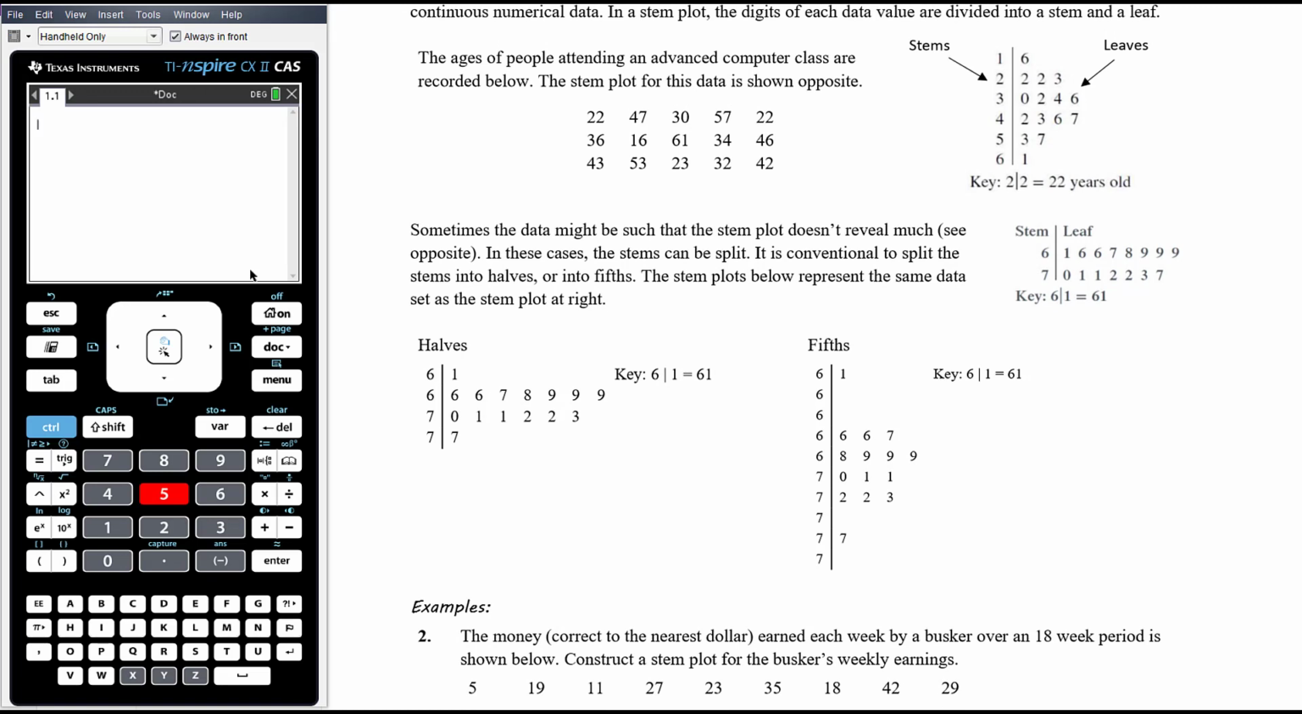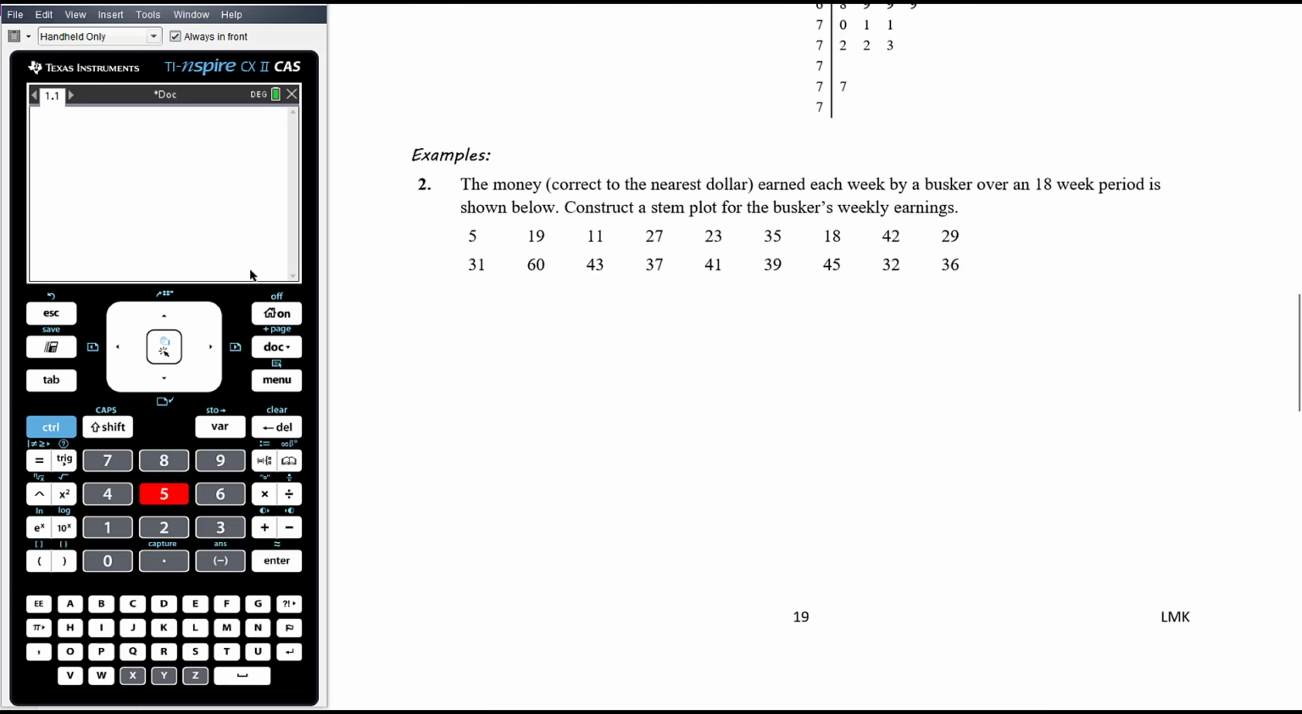But yeah, generally speaking, you won't make the decision to divide the stems into halves or fifths. You'll only do it if you are instructed to do it. Okay, so let's have a look at some examples.